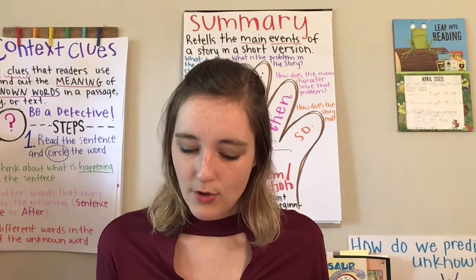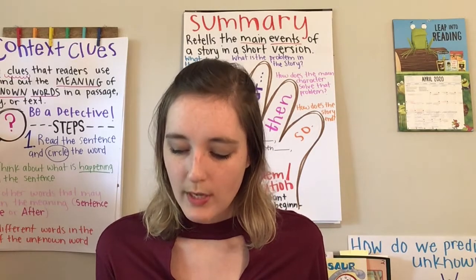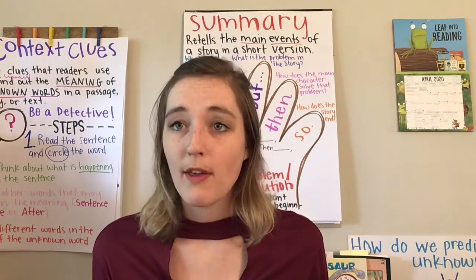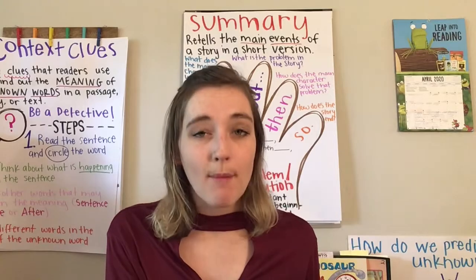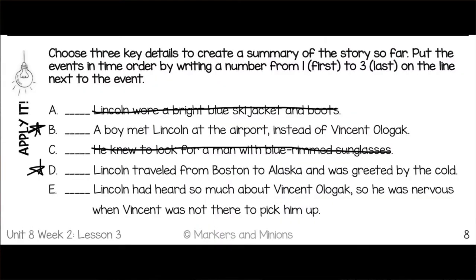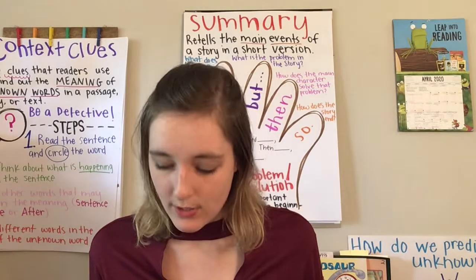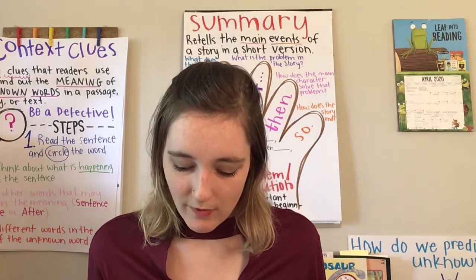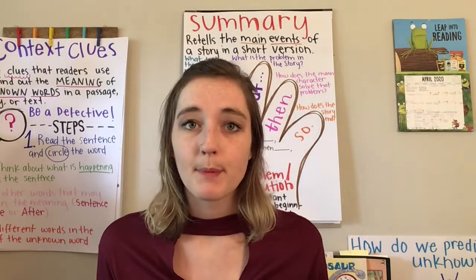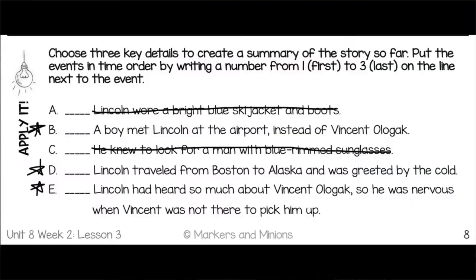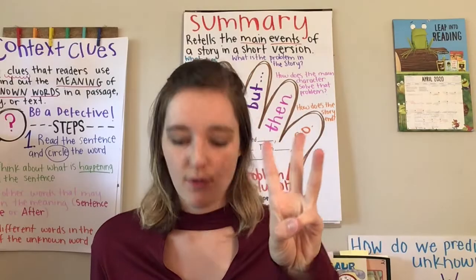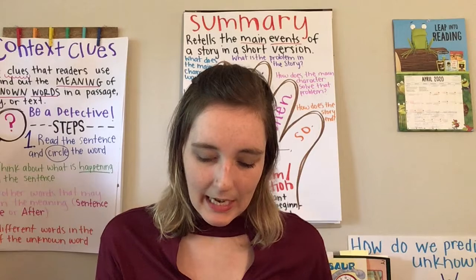Hopefully the last 2 are correct. D says Lincoln traveled from Boston to Alaska and was greeted by the cold. That's how the story starts. He's going from Boston to Alaska. Put a star next to D. And then E says Lincoln had heard so much about Vincent Olgak, so he was nervous when Vincent was not there to pick him up. That's what happens in the story. So out of those 5 events, we found 3 of them. We have B, D, and E.